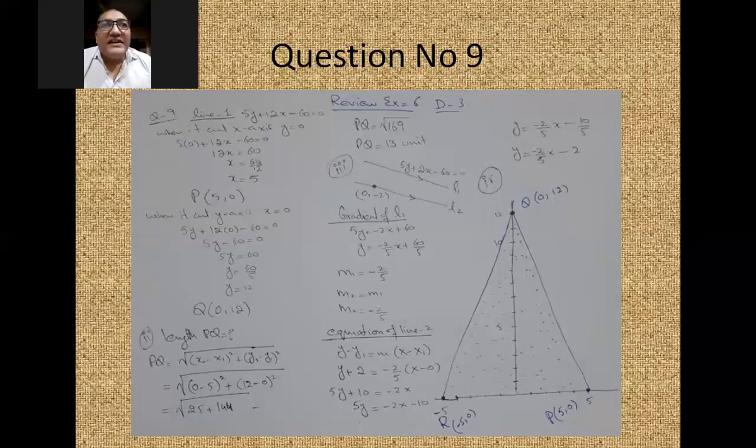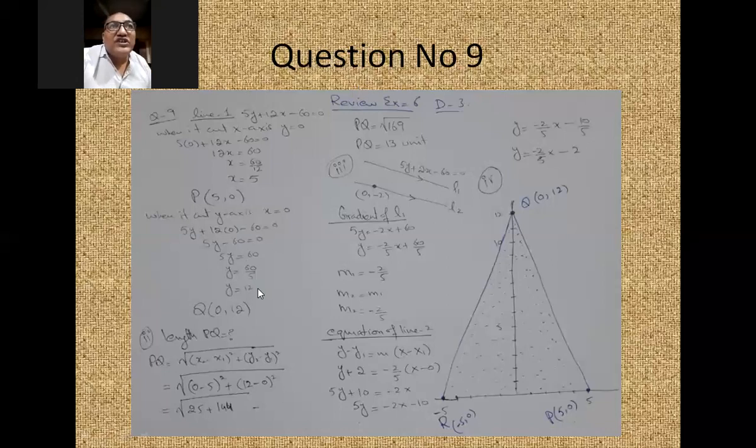Then when it cuts the y-axis, the x will be 0. So in the original equation, 5y plus 12, in the place of x, I will substitute 0. So we will have 5y plus 12 into 0 minus 60 equals 0. 5y minus 60 equals 0. 12 zeros are 0. So 5y is equal to 60.